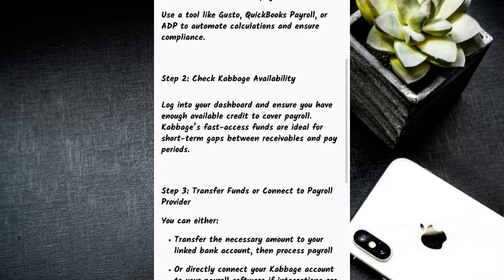Step 2, check Kabbage availability. Now log into your dashboard and ensure that you have enough available credit to cover payroll. Kabbage fast access funds are ideal for short-term gaps between receivables and pay periods.